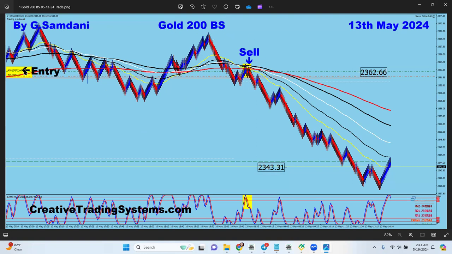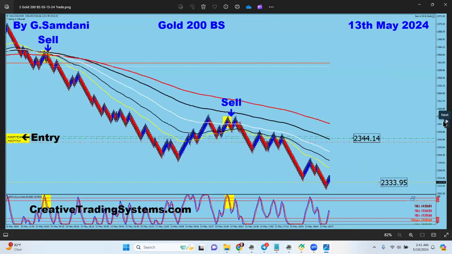This is the entry here, sell entry here, and SL moved to break even plus, and it dropped here from 2362 to 2343, right? And after that it started to go up, right? And I had even a long one, so you'll see at the end of the video. So this was on 13th May, the week started.